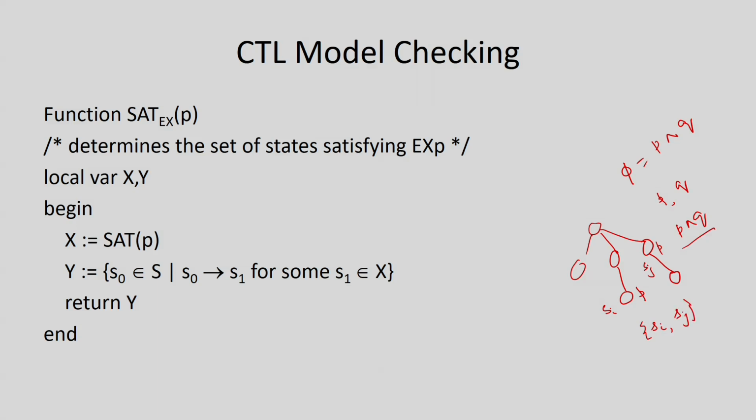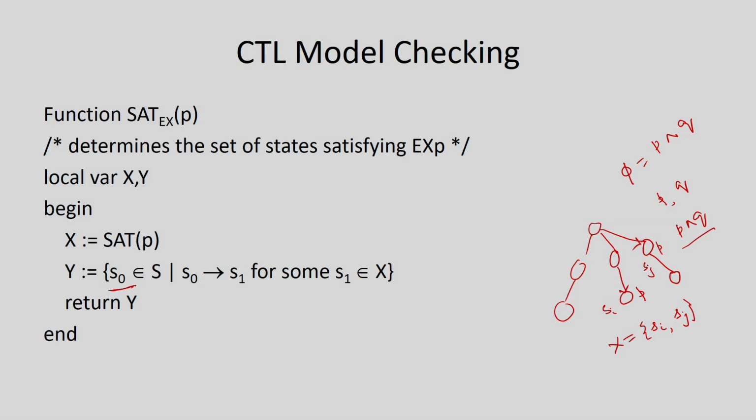Then we are going to collect the states Y. What are we going to collect in Y? We are going to collect the states S0 belonging to S, so belonging to this particular state space. Now, what are the properties of this S0? It says that we are going to have a transition from S0 to S1 for some S1 belonging to X. Now, in this particular case, this is X, the set of states where P is true. So, Si and Sj are in X.